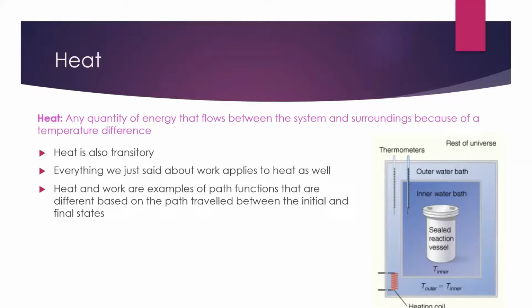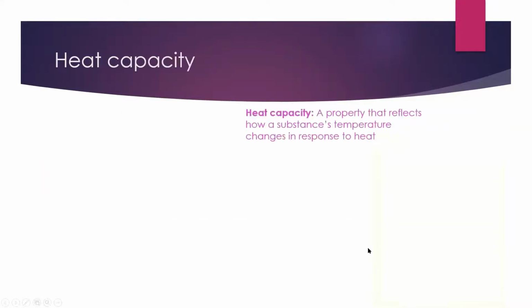We're not going to go into that too much right now, but path functions are functions that can be different depending on the way that the system traveled from state 1 to state 2. These are strange kinds of functions, and we'll see how we work with them next time and in the coming weeks. Now, how can we talk about a system gaining or losing heat, and what does that mean for the internal energy? The connection between heat and internal energy is in fact the heat capacity. Hopefully you remember heat capacity from a previous chemistry class. Heat capacity is simply a property that reflects how a substance's temperature changes in response to heat.